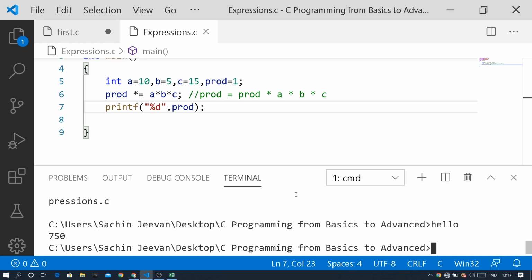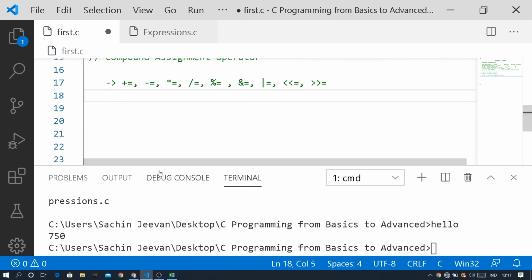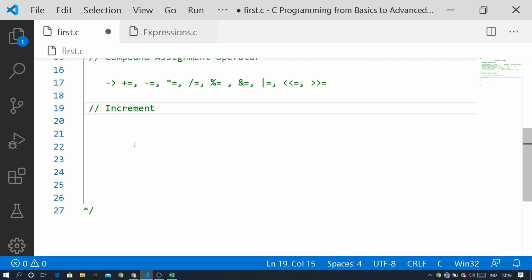Yes, so the next thing that we will see is the increment or decrement operator. We will be seeing one more operator now: the increment or decrement operator.